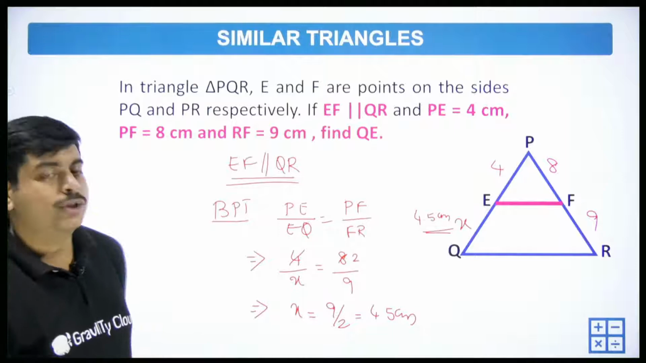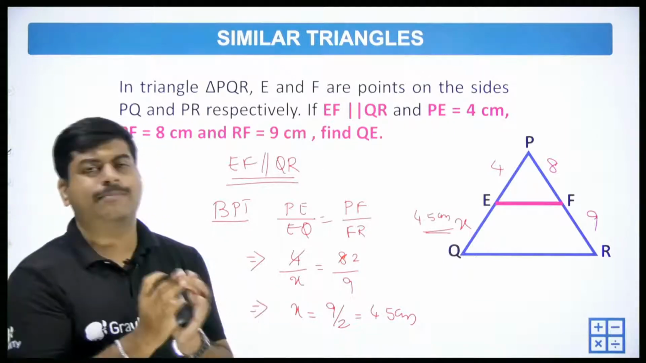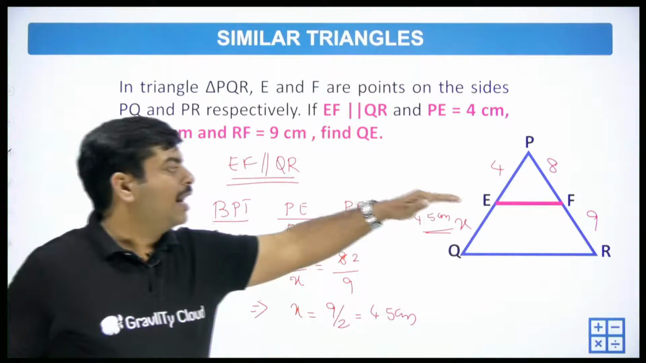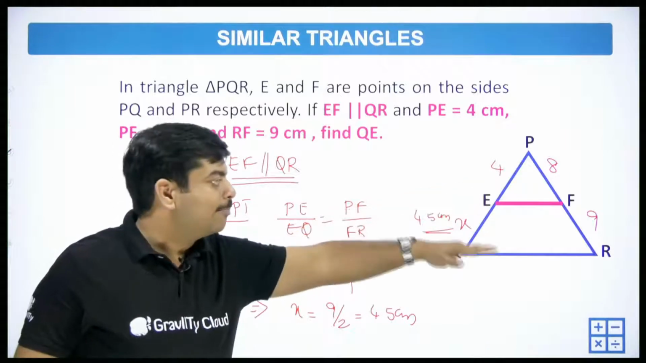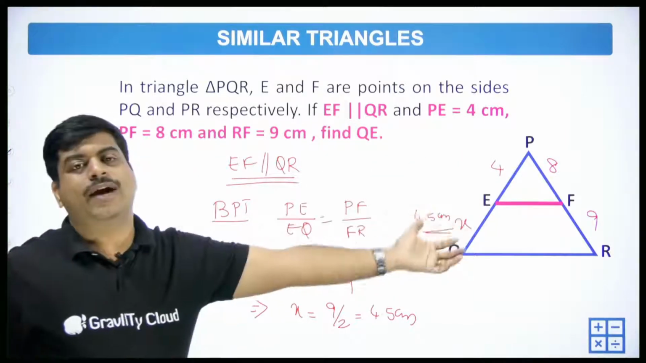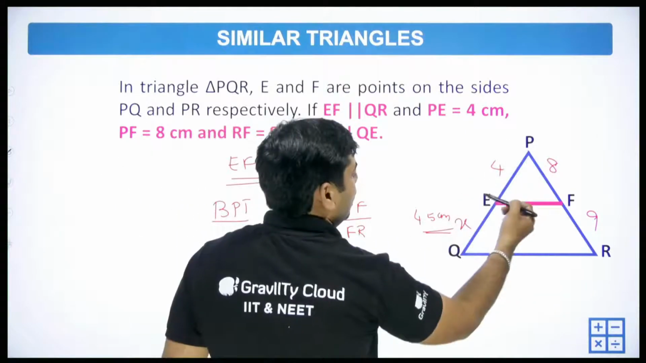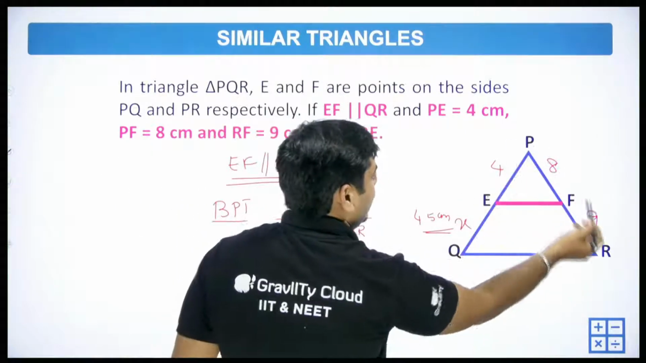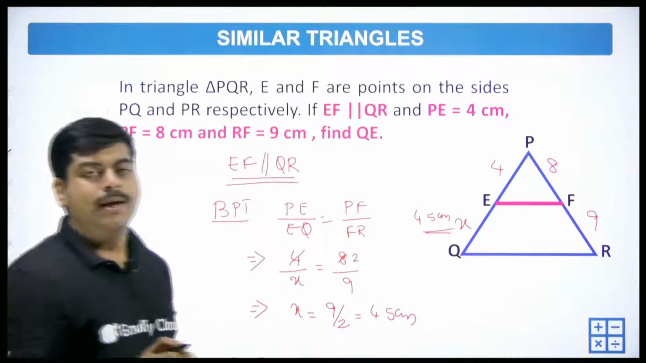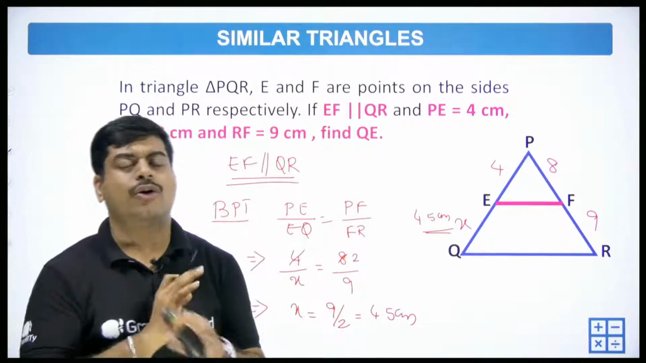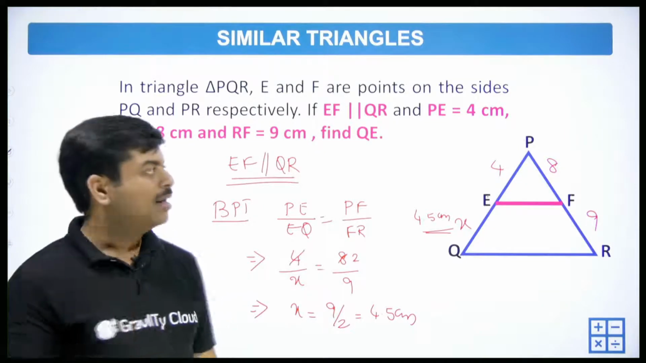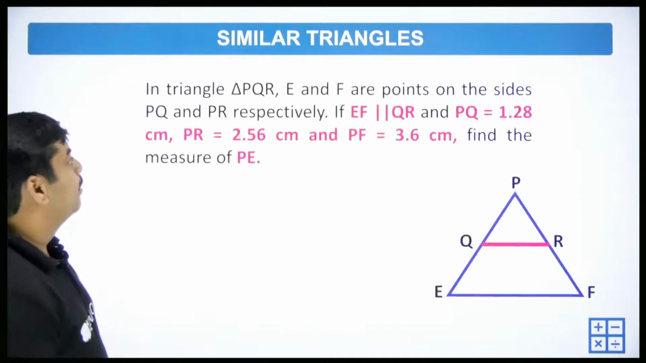So how do we get this? Using the basic proportionality theorem. The basic proportionality theorem states that if a line is drawn parallel to the third side, then it divides the other two sides in the same ratio. That means PE by EQ is equal to PF by FR. A straightforward question, a straightforward theorem, no more complications in that. Let's try to discuss one more application.